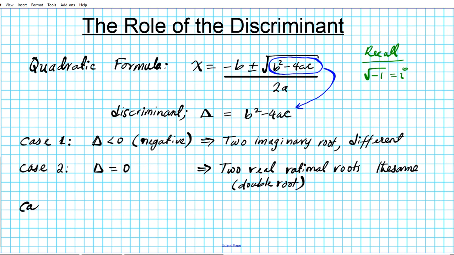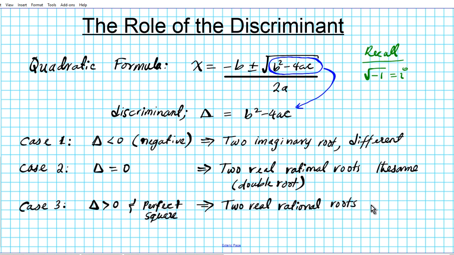For case number 3, we're going to flip to the positive side now. What happens when you have a discriminant that's greater than 0 and a perfect square? If you have a discriminant that's positive and a perfect square, you're going to have 2 real rational roots that are different.